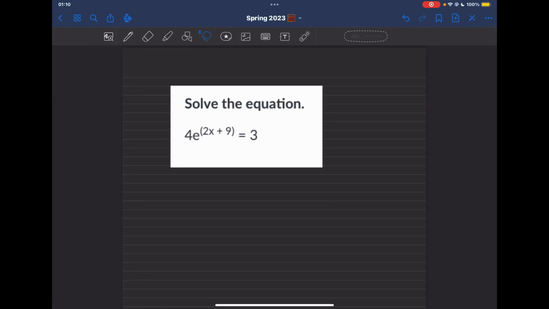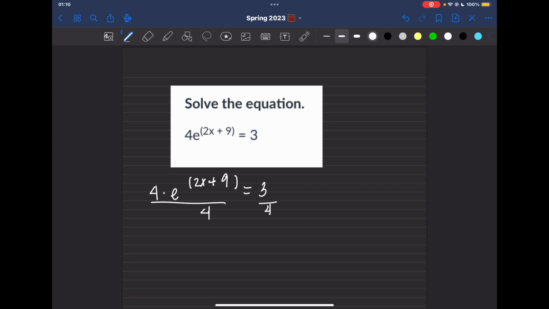Okay, so for this one, you're gonna have to isolate the e and then take the ln of both sides. So it's gonna be 4e^(2x+9) = 3. So divide by 4. e^(2x+9) = 3/4. And then the ln.